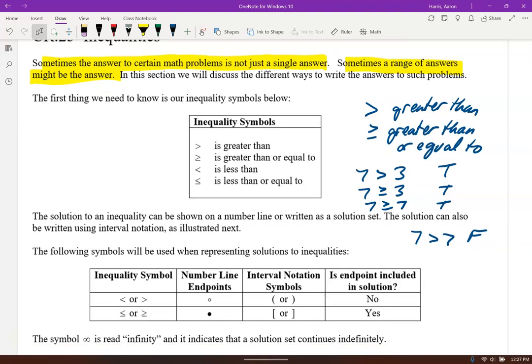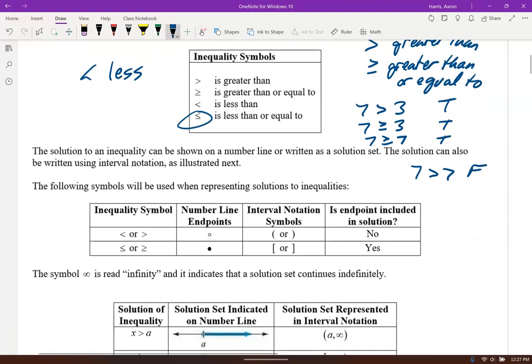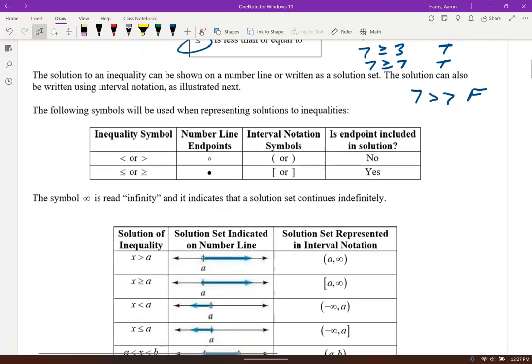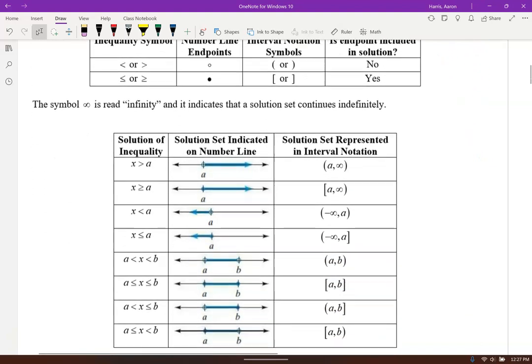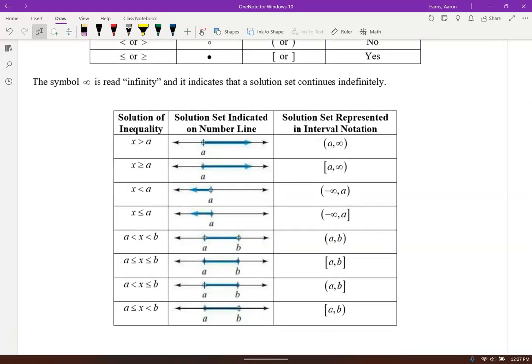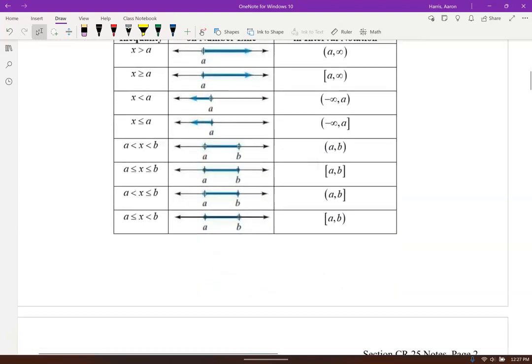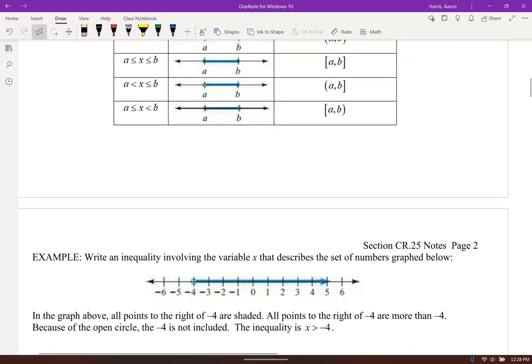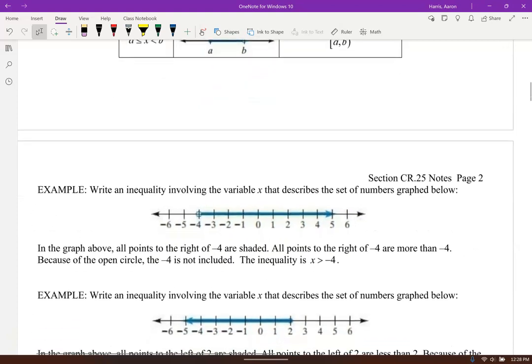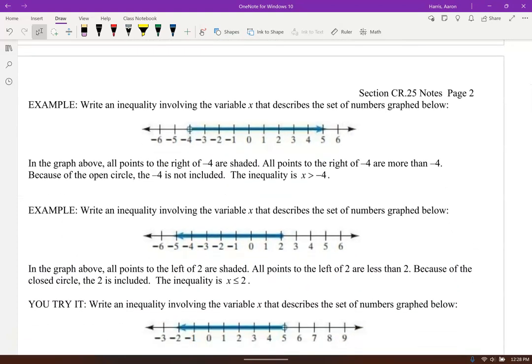So less than, there's our less than, and equivalently less than or equal to. All right. We're going to talk about the graphs of these. For example, let's do it with this first one here. Write an inequality involving the variable x that describes the set of numbers graphed below.